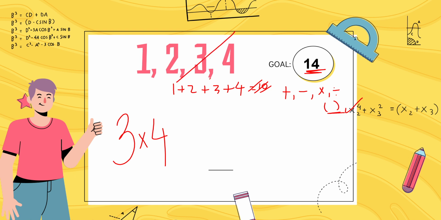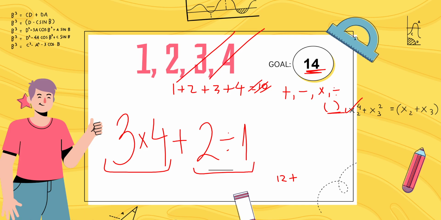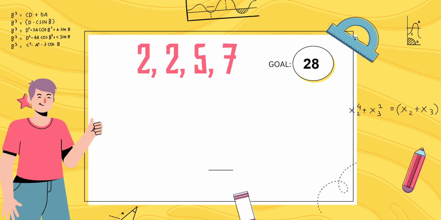I use number 3, I use number 4, I have to use numbers 1 and 2. Okay, what if I divide 2 by 1? So 3 multiplied by 4 is 12, right? 2 divided by 1 is 2, right? So in total we have 14. Excellent. Now you can give it a try.